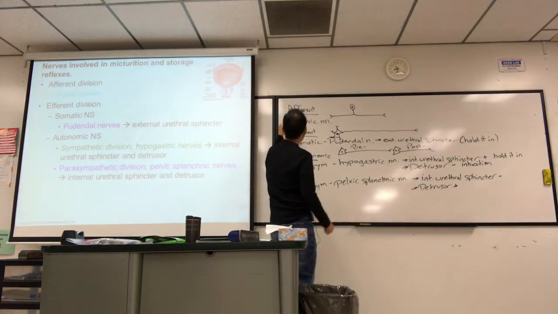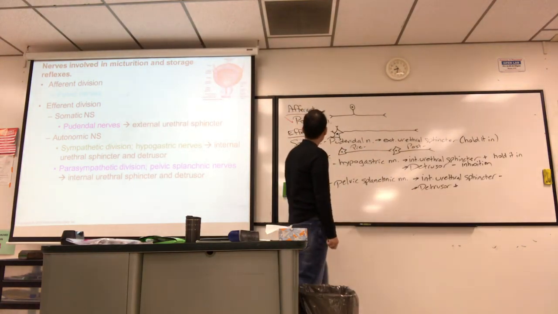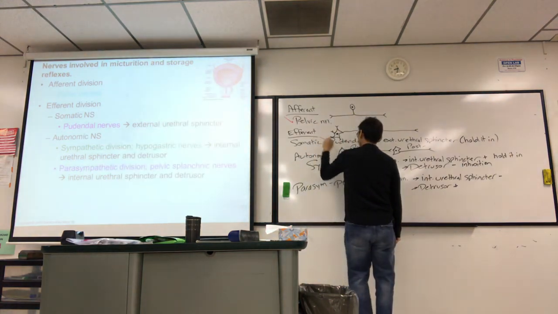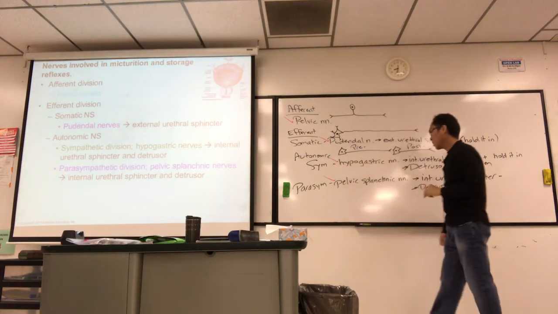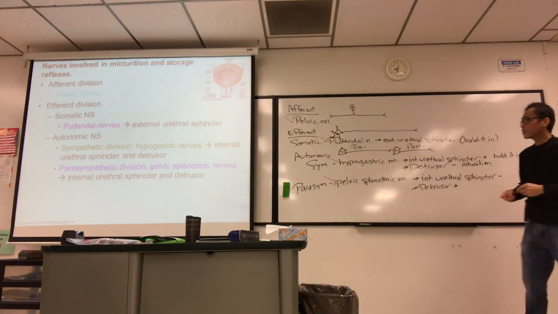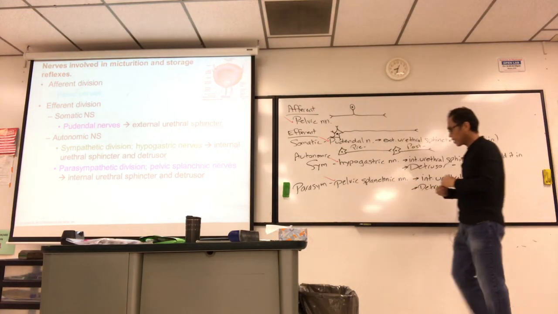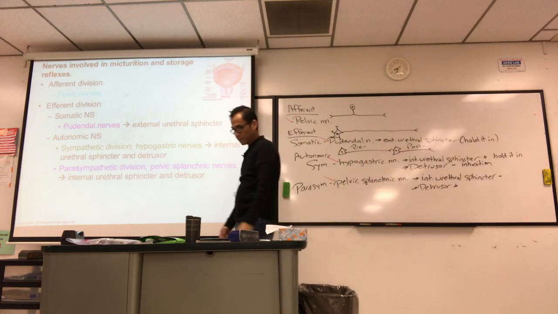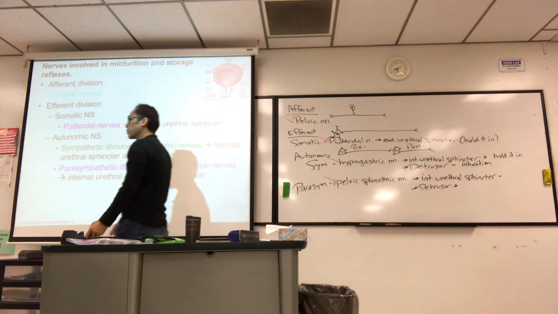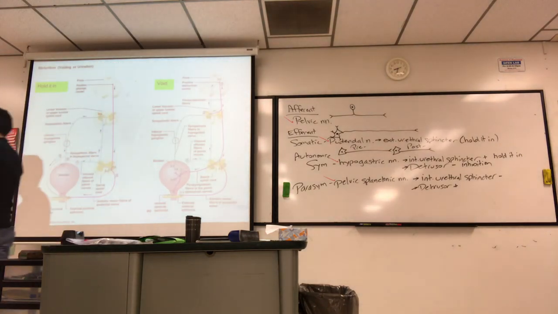It's tough memorizing the names of these nerves. Pelvic, pudendal, hypogastric, pelvic splanchnic. I would flashcard it, just kind of get them in your head. And then study this figure here, where it shows you how the reflex is wired. Study it twice, once for storage, once for voiding. Okay. All right.